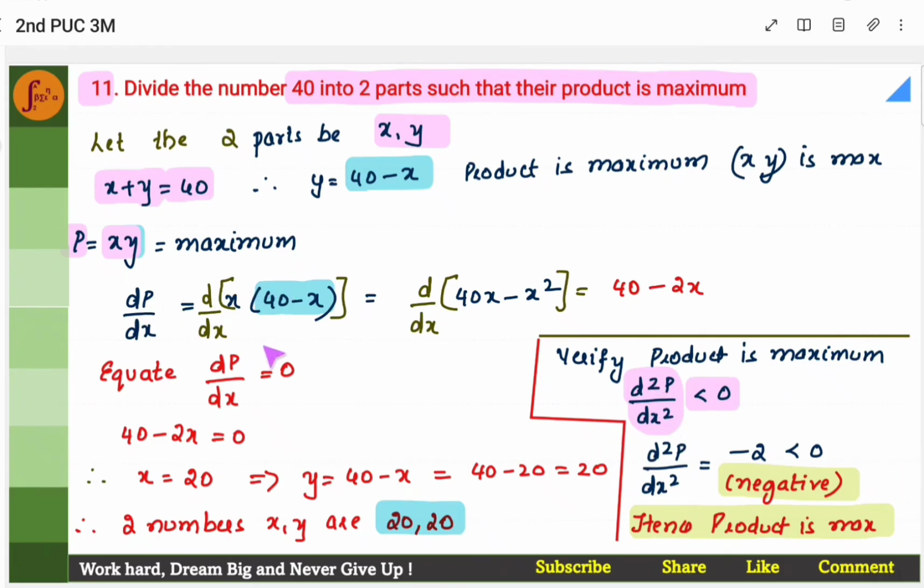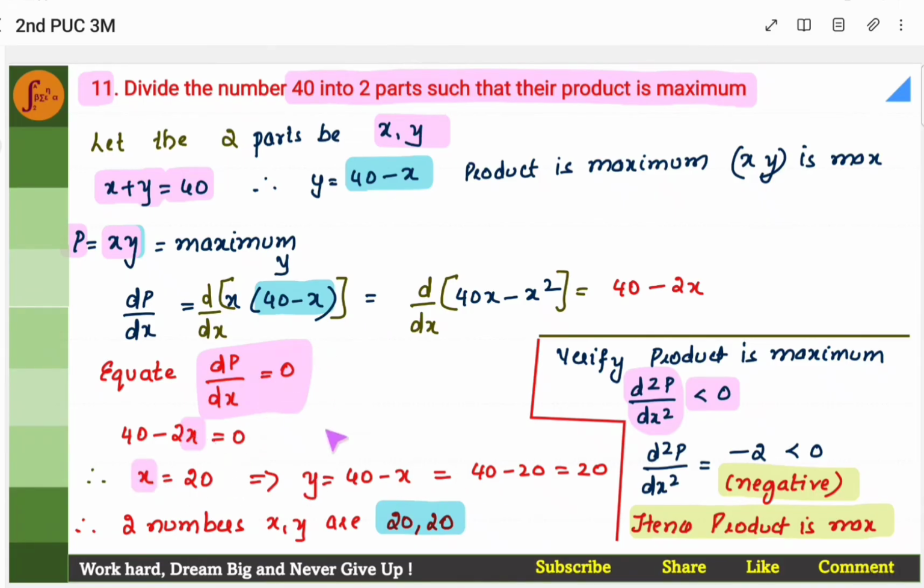Now first we'll find the first order derivative. What you have to do is first substitute y. What is y? 40 minus x, right? So in this product, instead of y, I put 40 minus x. I'll multiply this, so I'll get 40x minus x square. Now I'll differentiate this, and now I equate it to 0. This is a standard step. Once I find the derivative, equate it to 0. The reason you equate it to 0 is to get the value of x.